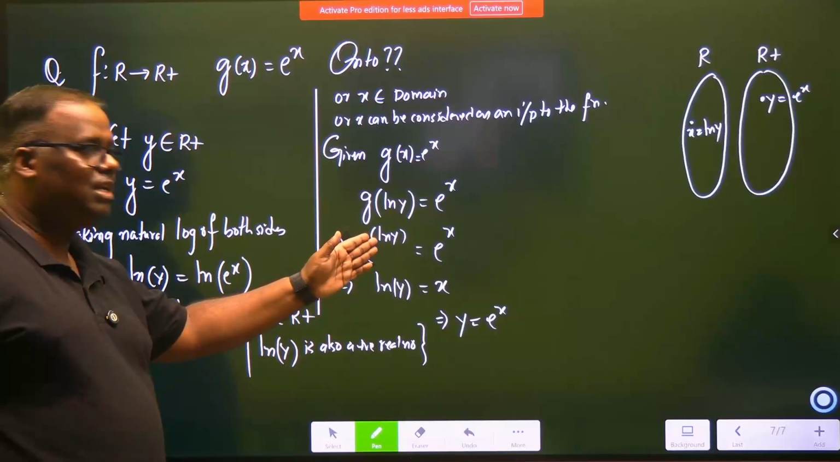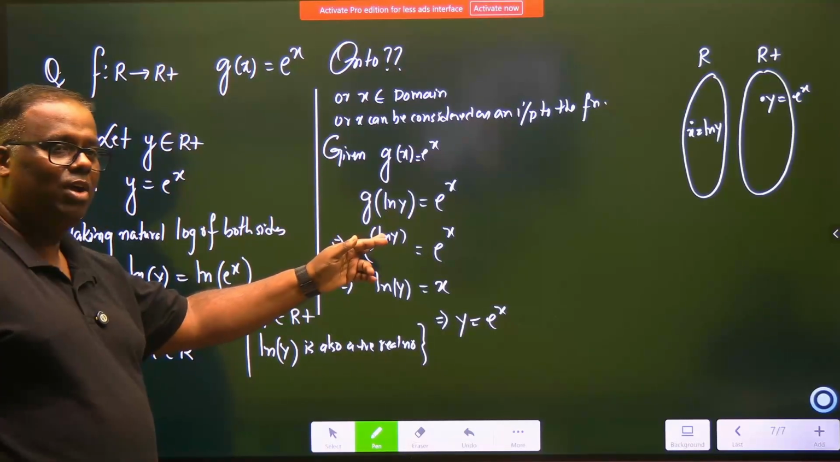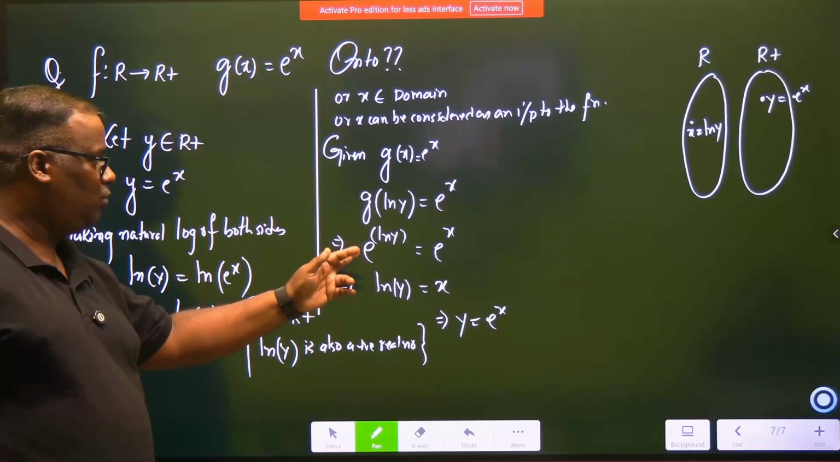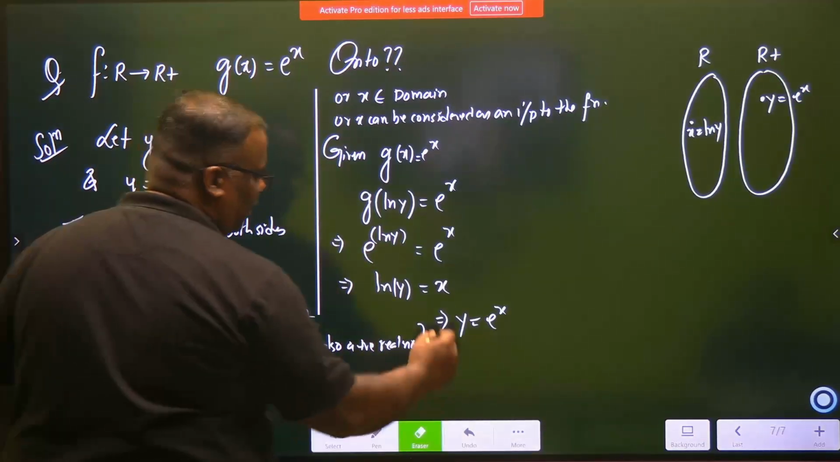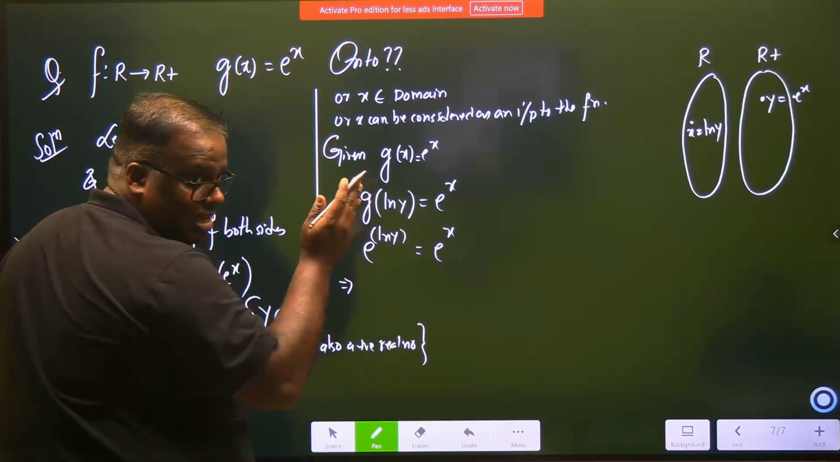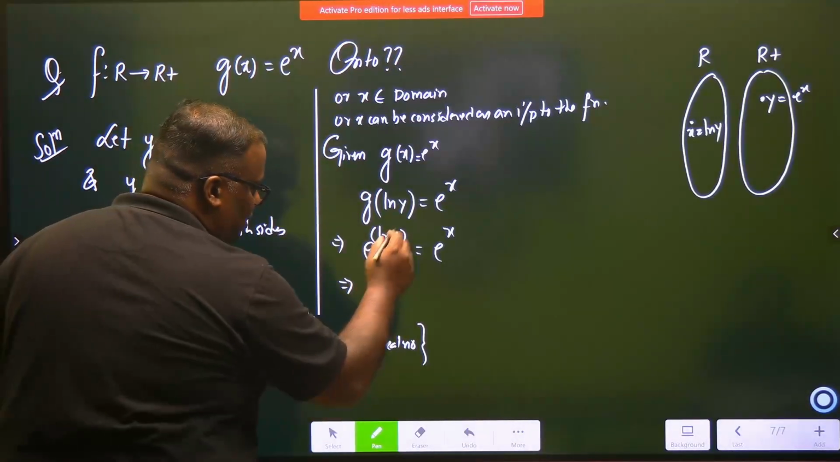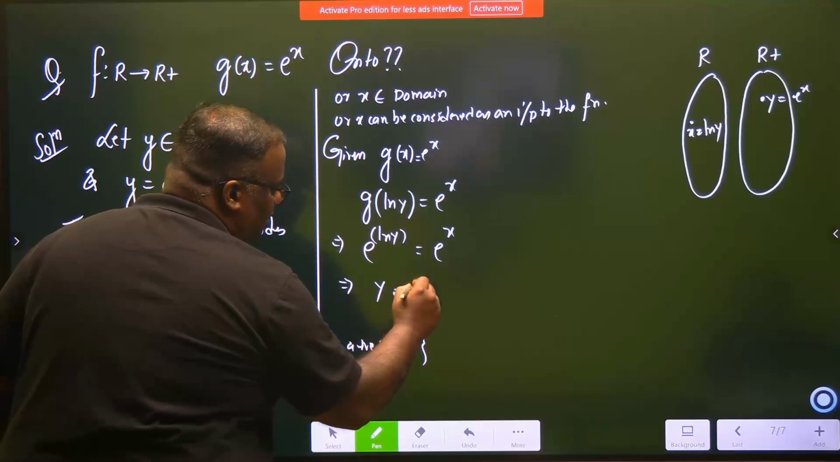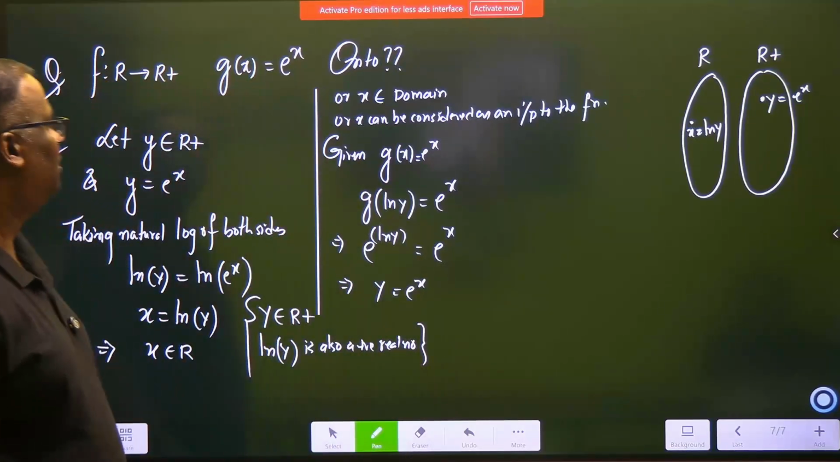Or from here itself we can take e to the power ln y means y. In fact, there is no need to do this much. From this step itself, did you understand this? e and ln are like antidotes to each other. So it becomes just y is equal to e to the power x. Okay.